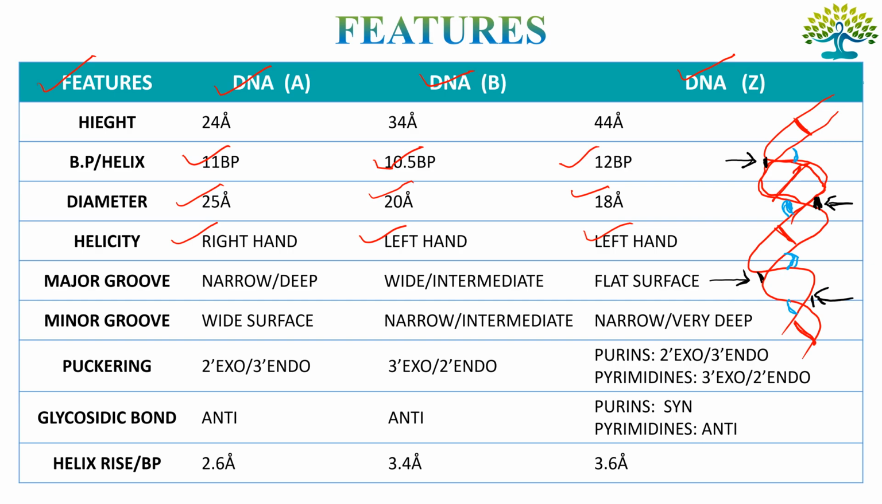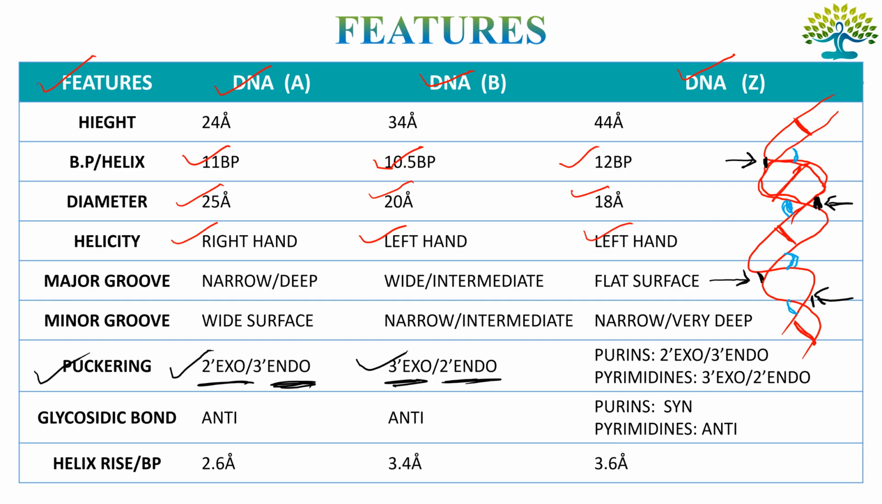Next, let's see the next point, sugar puckering. In chemistry, you might have learned in 11th and 12th standard, in any chemical structure, we understand its puckering. There is a term called sugar puckering, or the structural puckering in any structure. So in case of DNA A, it is 2' exo and 3' endo. In DNA B, it is 3' exo and 2' endo. How to remember? Just shuffle it. 2' exo, 3' endo. 3' exo, 2' endo.